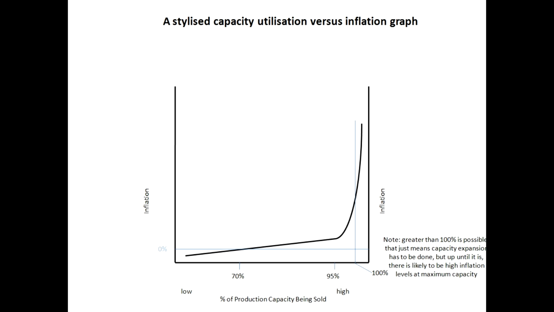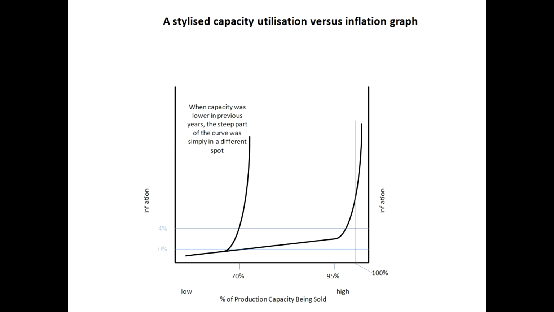In fact, on that note, we can recognise that in economies which have generally grown, there would have been a time in the past when production capacity was lower. Therefore, the steep part of our curve would have been shifted over to the left, as shown currently on the graphic. For our purposes though, we're going to consider the production capacity to be constant.